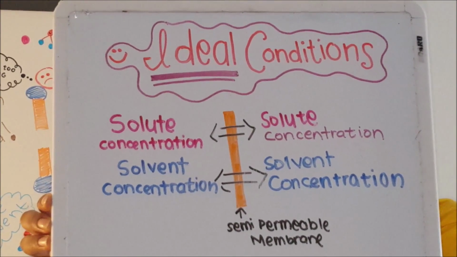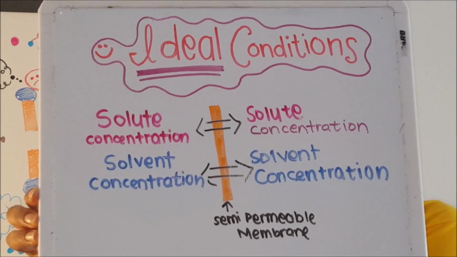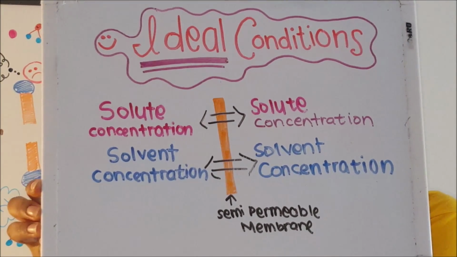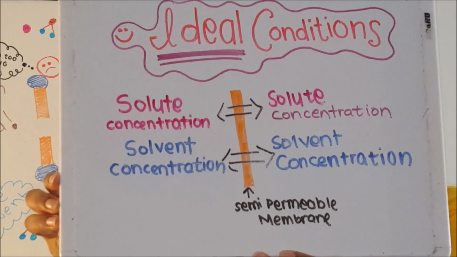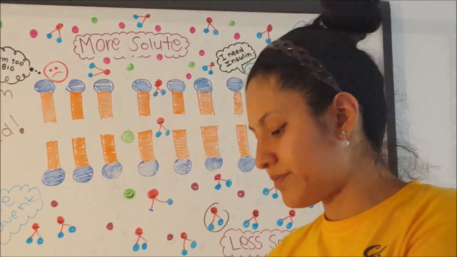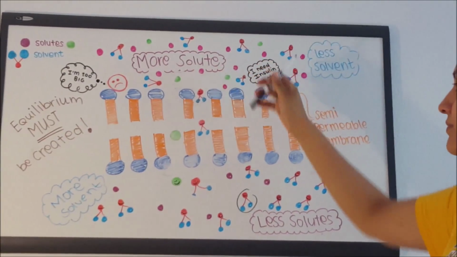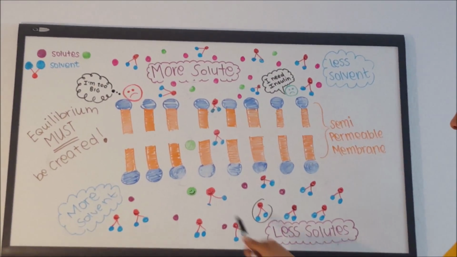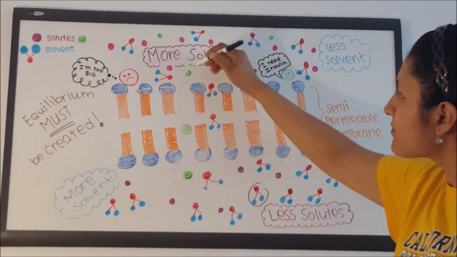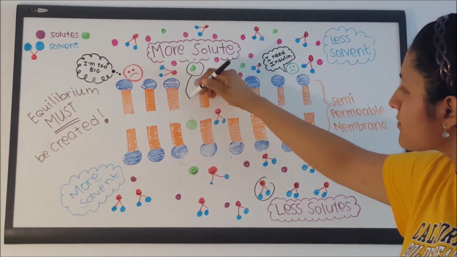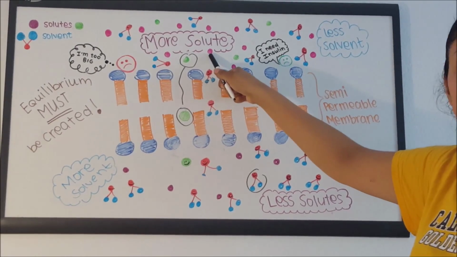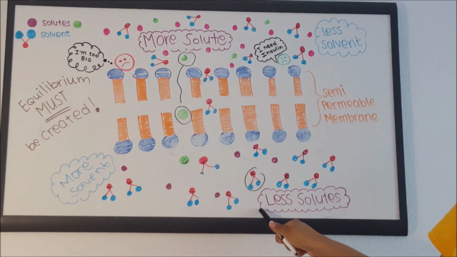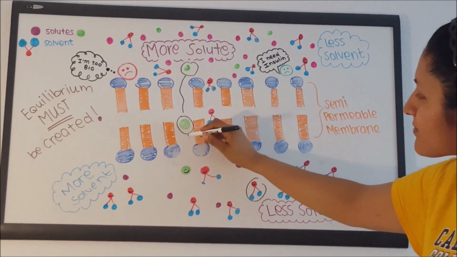Under ideal conditions, the concentrations of solutes across a semi-permeable membrane should be relatively equal on both sides. If there are more solutes on one side of the membrane, ideally, in order to create equilibrium, these solutes would like to be able to freely move from the side of the membrane where they are more concentrated to the side where they are less concentrated.